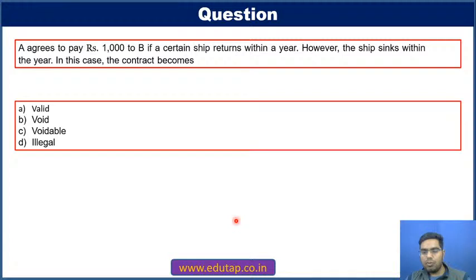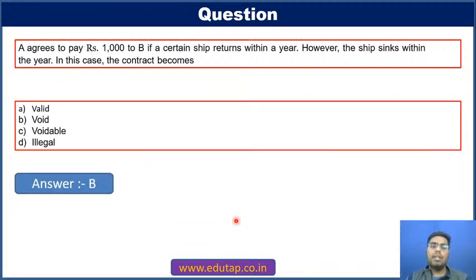Most of you are saying it should be B, and some are saying it should be C, voidable. The correct answer is B, void, because the ship sinks within this year. Now there is impossibility of the contract, and once the contract becomes impossible, the performance is not possible, then it becomes void. Clear? Anuradha, Anupama, and Nilesh have written voidable. It is not voidable, it is void.